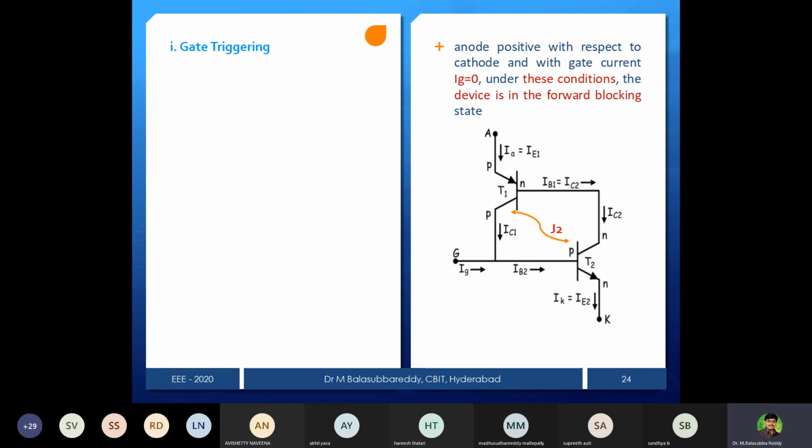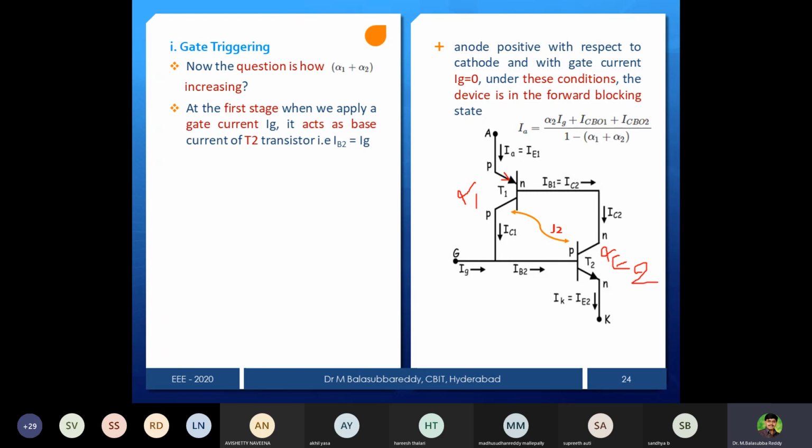So our intention is to break the junction J2, and for that, as you know the formula also, Ia is equal to alpha 2 Ig something, this you can neglect, by 1 minus alpha 1 and alpha 2. You can see that alpha 1 is related to transistor 1, and how will this increase alpha 1? If emitter current increases, automatically alpha 1 will increase. Similarly, if this emitter current increases, alpha 2 is going to increase. That is the relation between alpha and emitter current.